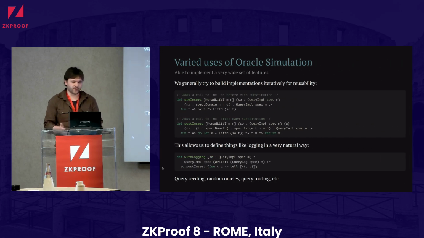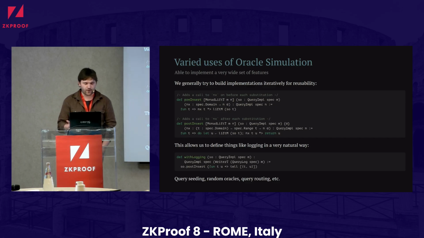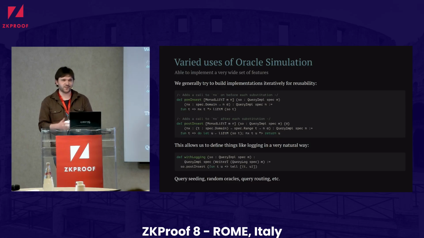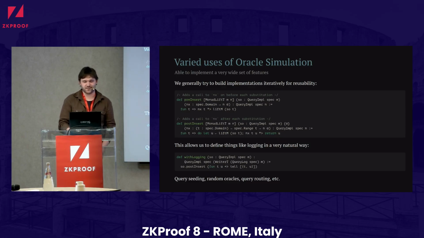There's plenty of other things: query seeding, random oracles, rerouting things, especially in reductions. You sometimes need to fake the behavior of oracles. That's all done with this. And obviously, you do at some point need base implementations, right? But the identity function is the easiest one. You can always just start by replacing things with themselves, and then you can add this kind of functionality on top of that if you need.